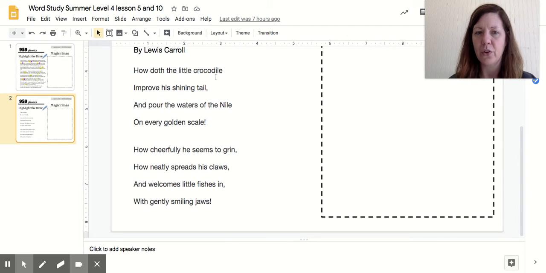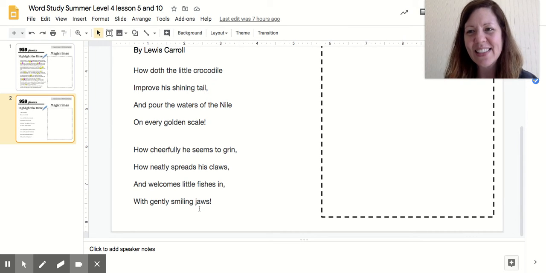How doth the little crocodile improve his shining tail, and pour the waters of the Nile on every golden scale? How cheerfully he seems to grin, how neatly spreads his claws, and welcomes little fishes in with gently smiling jaws.